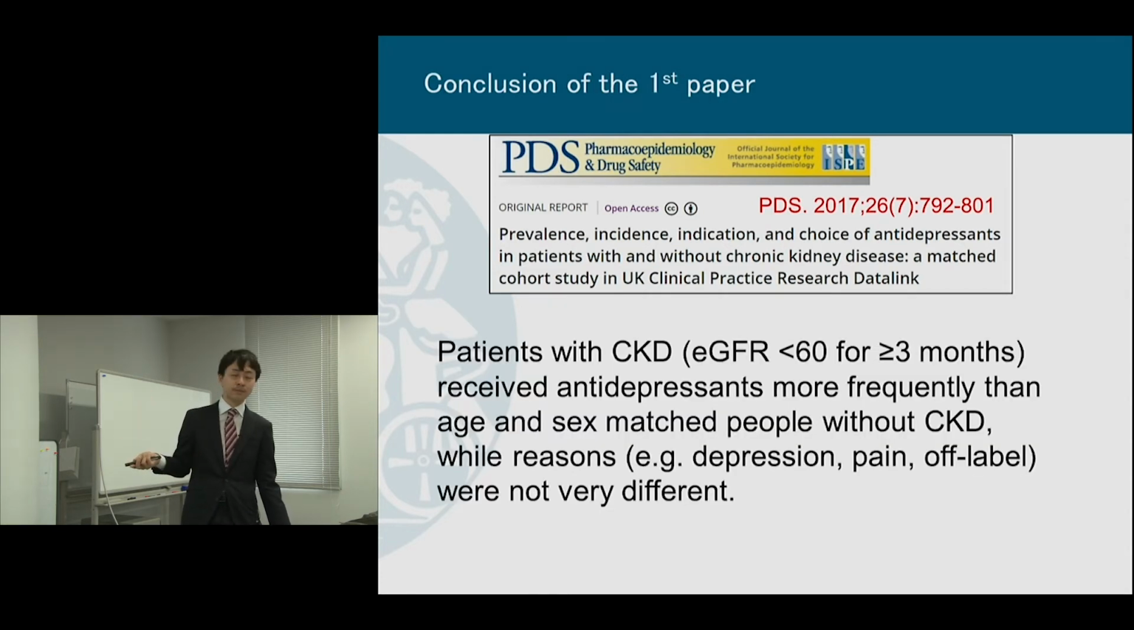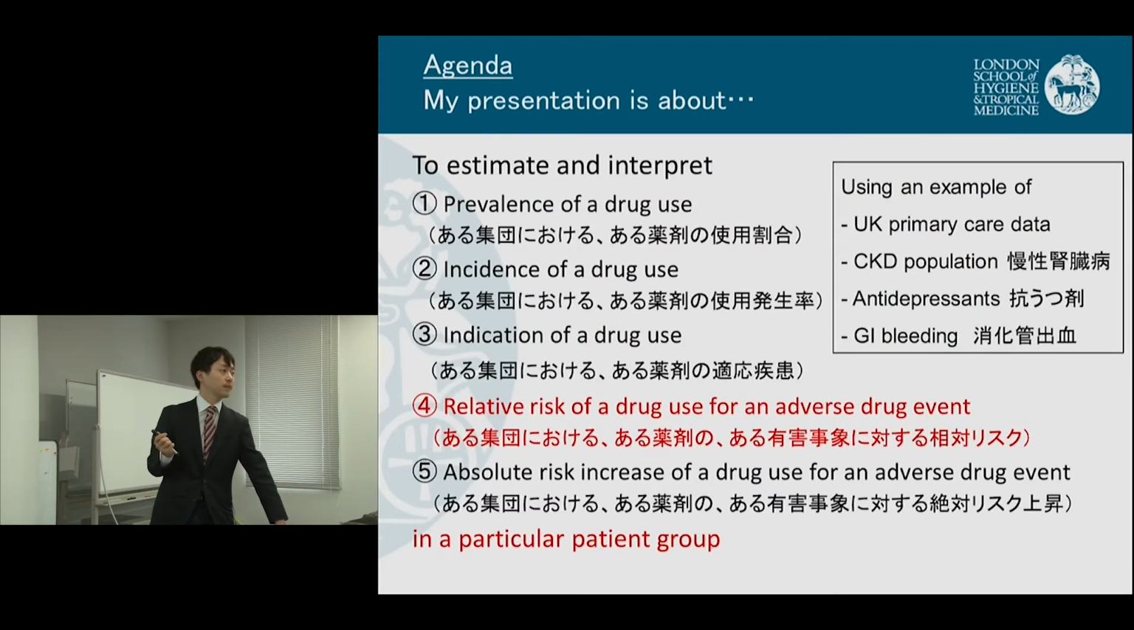So to conclude the first paper, patients with CKD received antidepressants more frequently than age- and sex-matched people without CKD in terms of both prevalence and incidence, while the reasons were not very different. So this is the result of a drug utilization study in my first paper. Okay. So do you have any questions or comments?